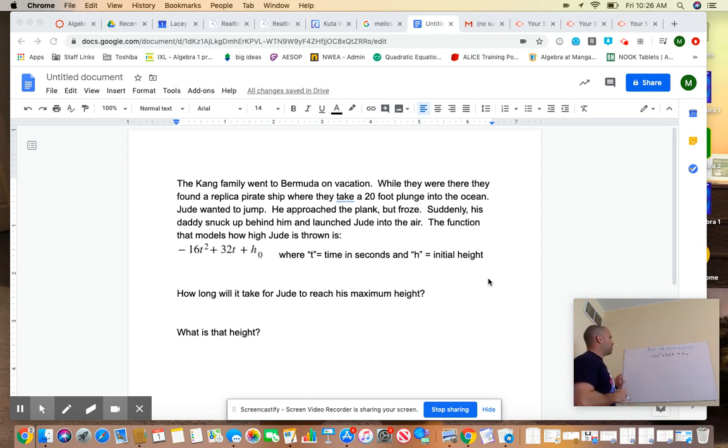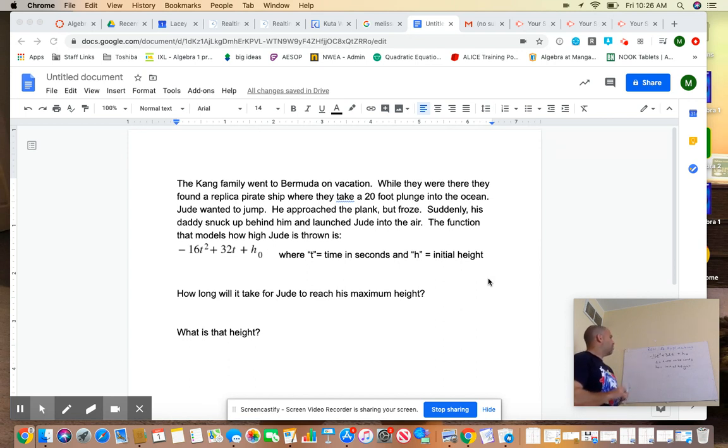Also, a couple other things. If you look at the leading coefficient, it's negative. So if you remember from the other videos, we have a parabola that opens upside down. The variable t represents time in seconds, and that's going to tell us how long it takes. And this h of o that you're seeing here is your initial height, so that's how high Jude was off the ground before he was thrown, which is embedded in the problem.